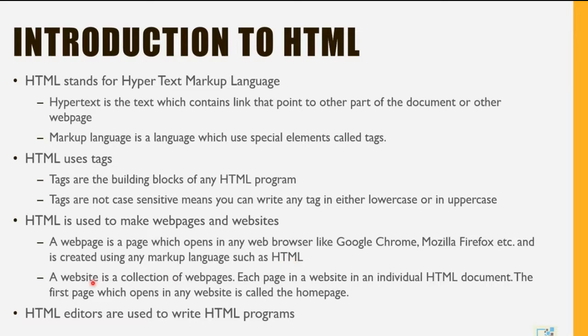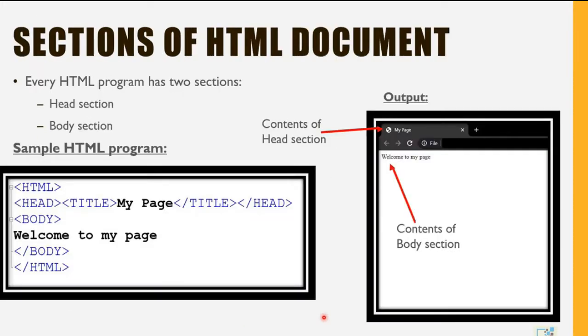A website is a collection of web pages. Each page in a website is an individual HTML document. The first page which opens in any website is called the home page. HTML editors are used to write HTML programs. So every HTML program has two sections, head section and body section.